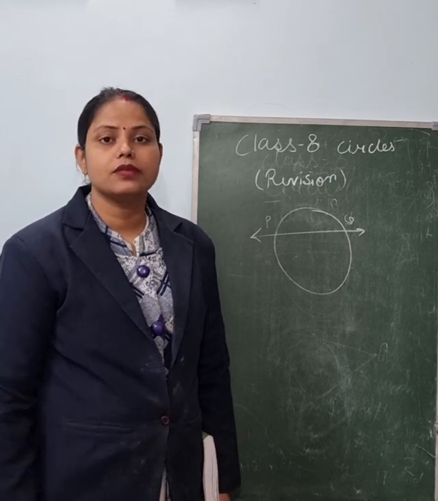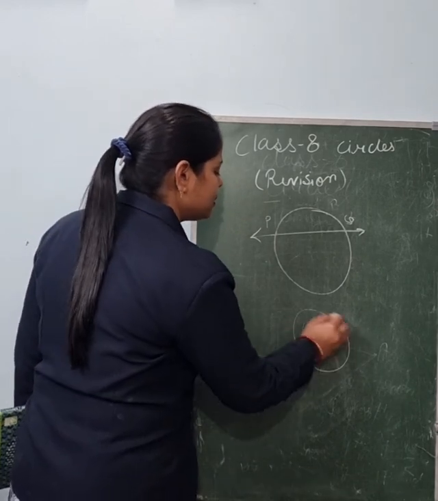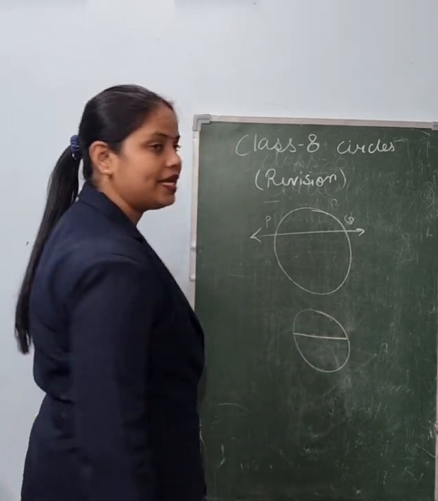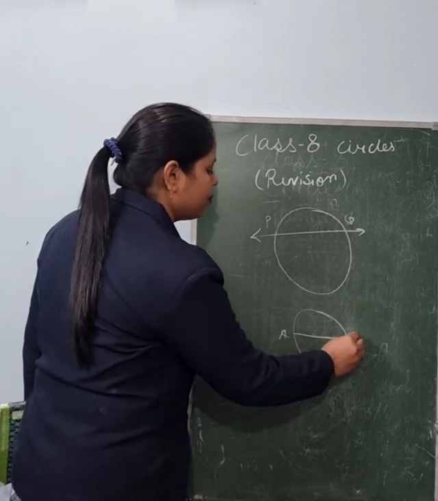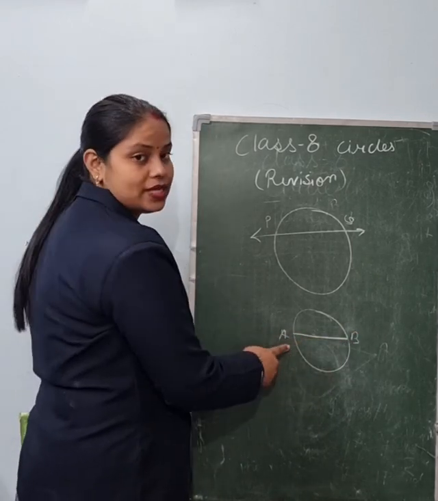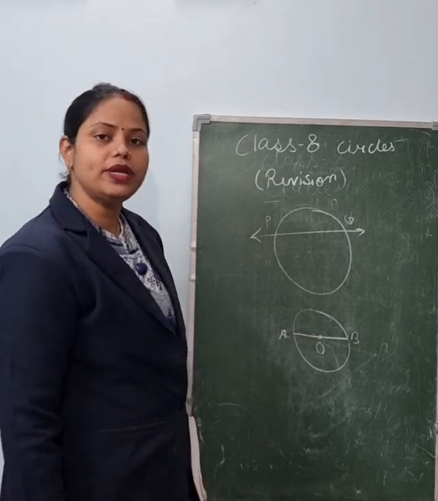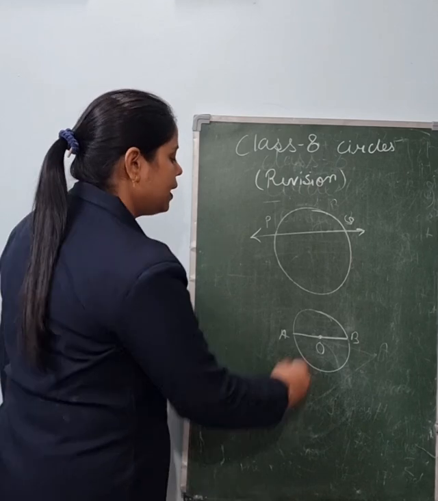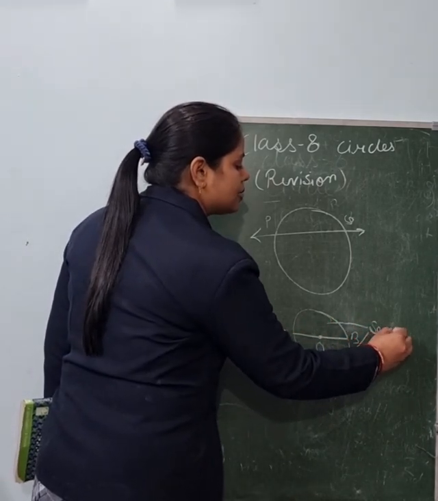One more thing that we need to learn here is about a chord. What is a chord? A chord in a circle is a line segment inside the circle. The diameter is the longest chord of a circle. A and B, the endpoints, are on the circumference, passing through the center. AB is the longest chord of the circle. It divides the circle into two equal parts and each part is called a semicircle.